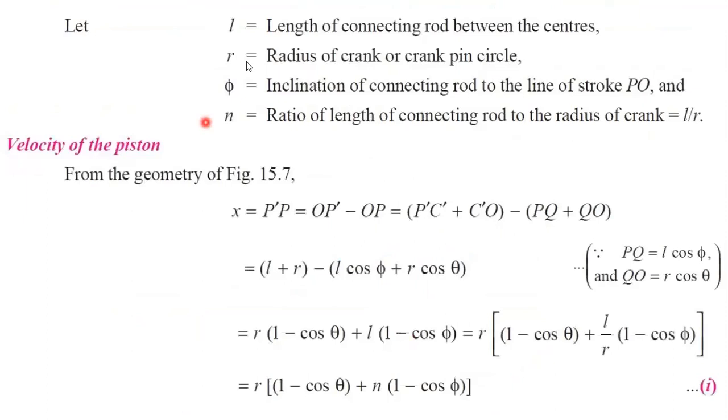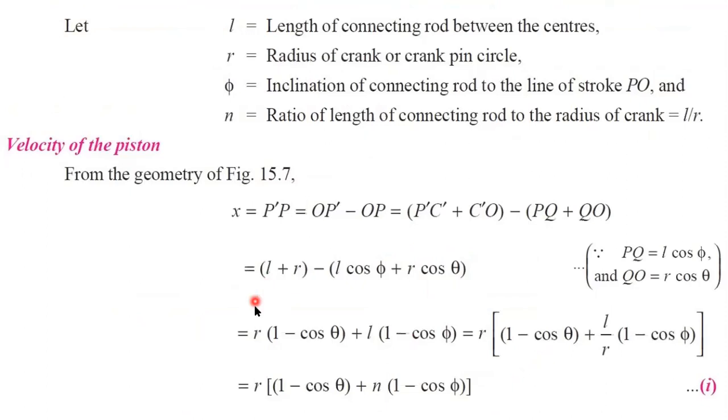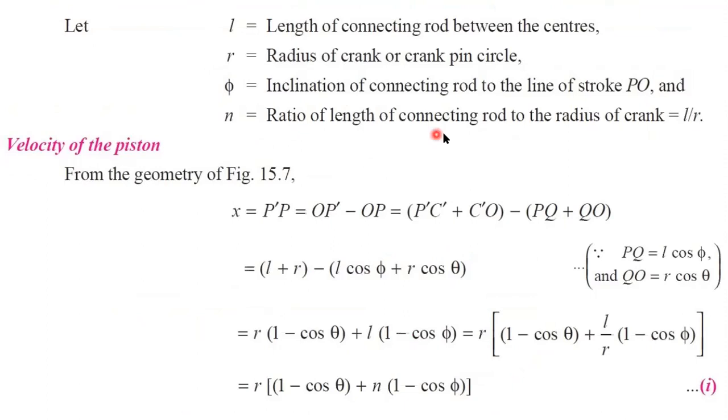Let us consider L is the length of the connecting rod and R is the radius of the crank. Phi is the inclination angle between the connecting rod and the line of stroke PO. N is nothing but the ratio of the length of the connecting rod to the radius of the crank. So it can be written as L by R. N is equal to L by R.